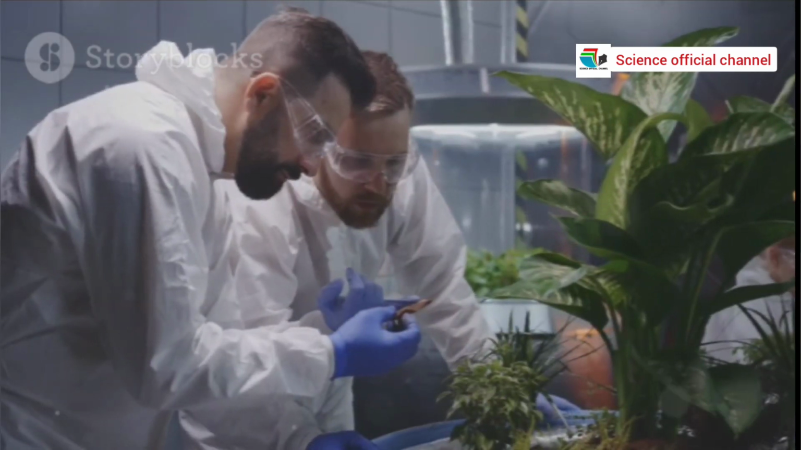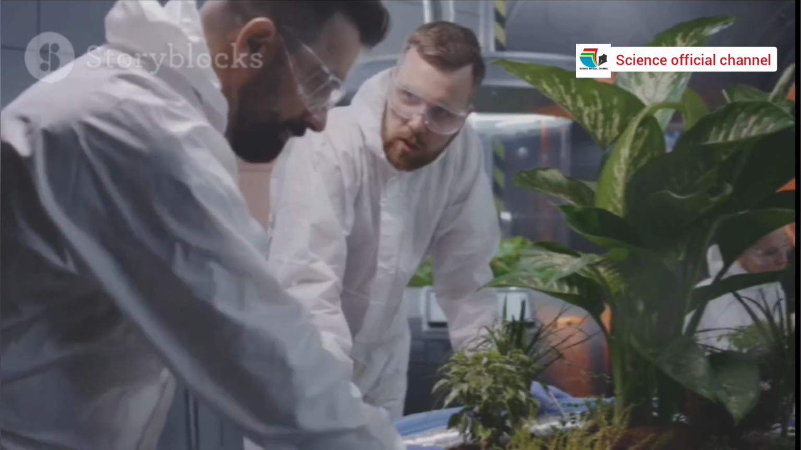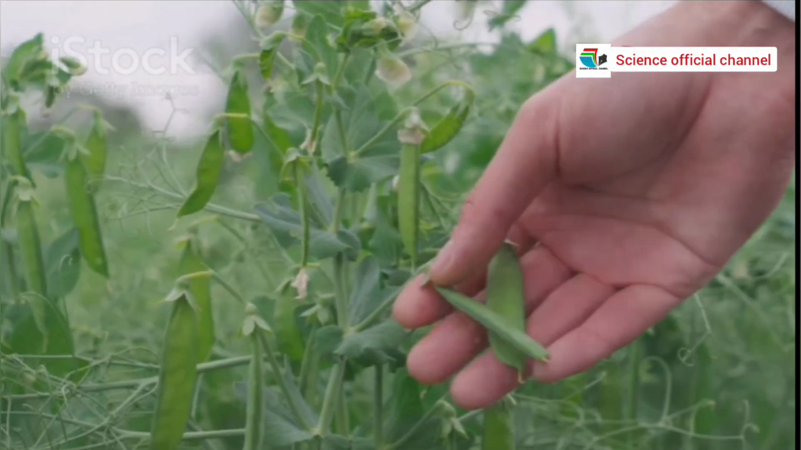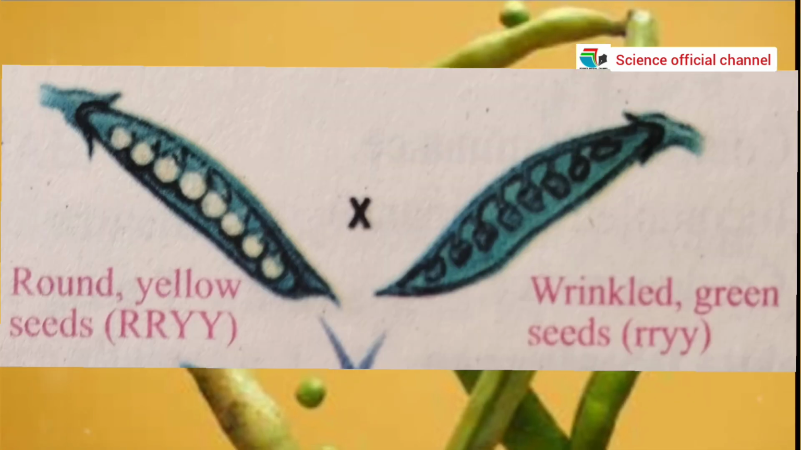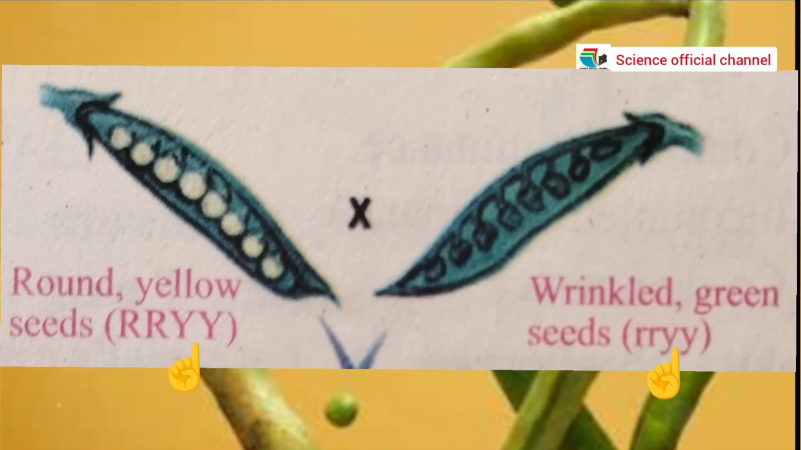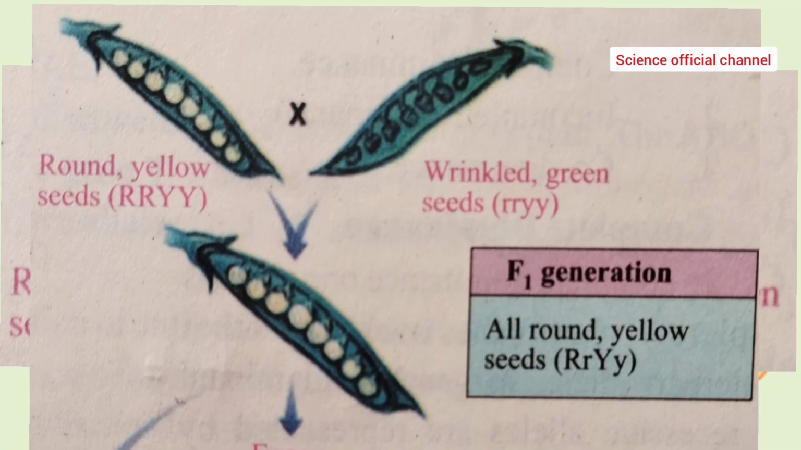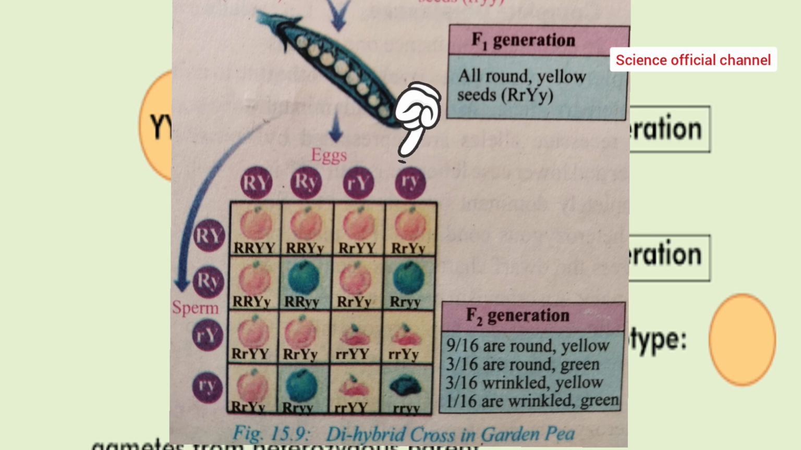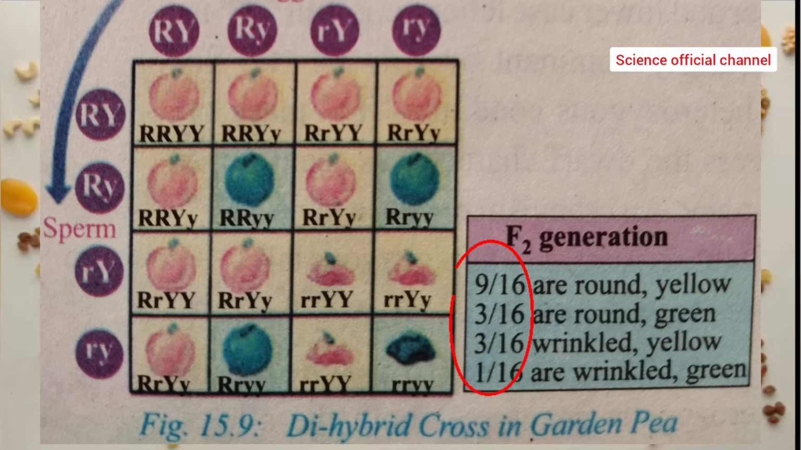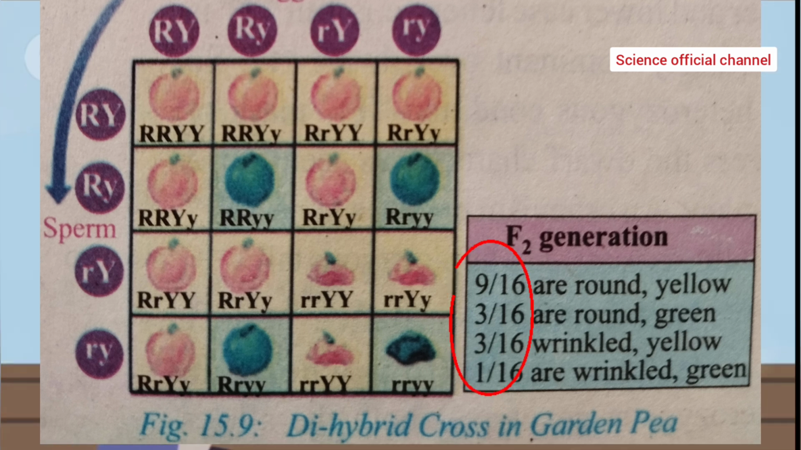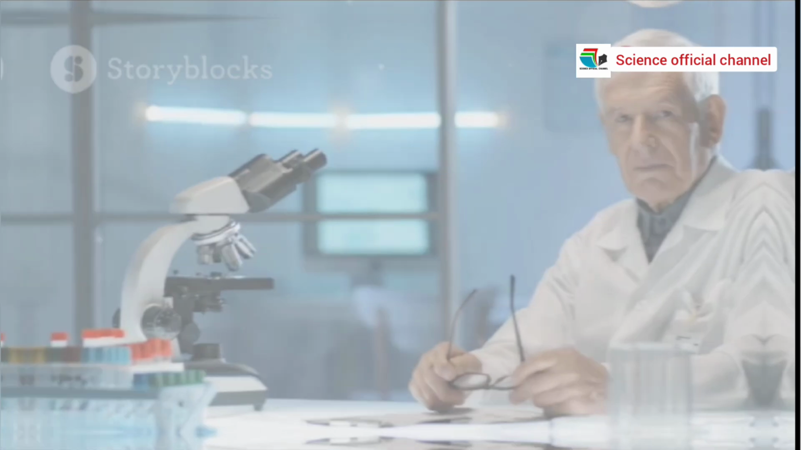A dihybrid cross is a cross between two individuals that are heterozygous for two different traits. For example, in pea plants, seed color and seed shape are two different traits. The yellow seed color is dominant over green, and the round shape of the seed is dominant over wrinkled. When round and yellow-seeded pea plants were crossed with wrinkled and green-seeded pea plants, in the F1 generation all plants were round and yellow. When round yellow-seeded plants of the F1 generation were crossed, the F2 generation was obtained. In the F2 generation, phenotypically four types of pea plants were obtained in the ratio of 9:3:3:1. The dihybrid cross explains Mendel's law of independent assortment, or Mendel's second law.